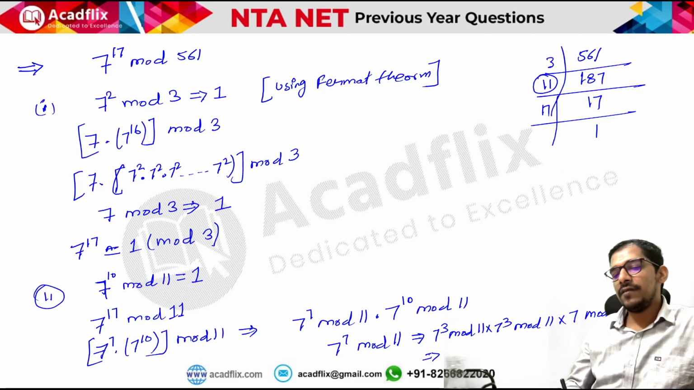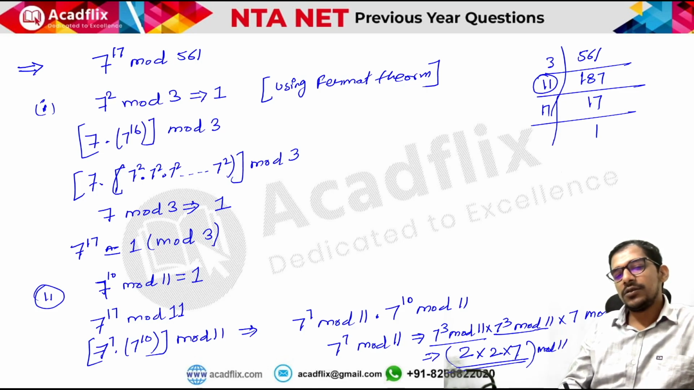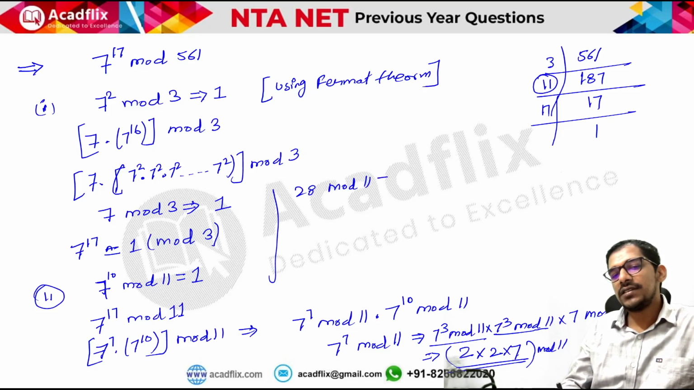7 to the power 3 mod 11 will be 2. You can try. 7 to the power 3 will be, I think, 343 mod 11. So 7 to the power 3 mod 11 will be 2, then 7 to the power 3 mod 11 will be 2, and 7 mod 11 will be 7. So this will become 28 mod 11. So 28 mod 11 will be 6. So we have found out that 7 to the power 17 is equal to 6 using mod 11.